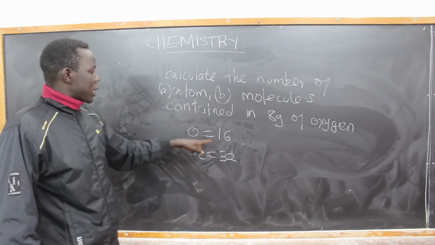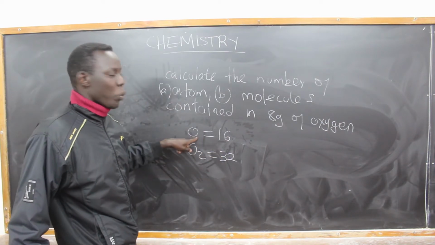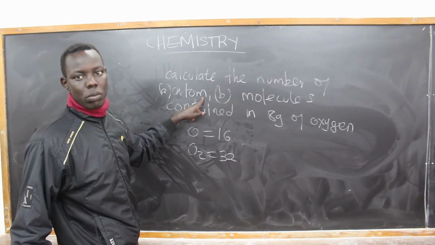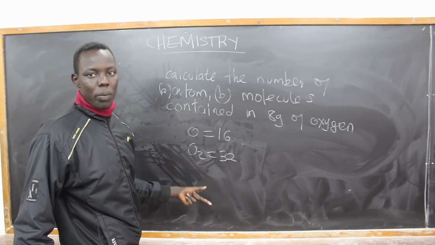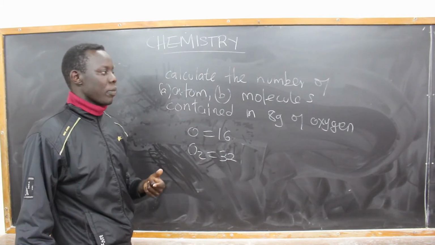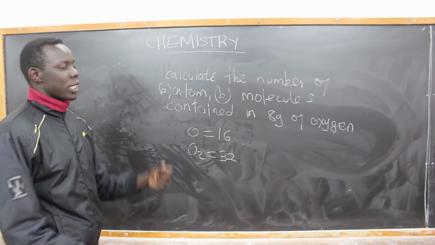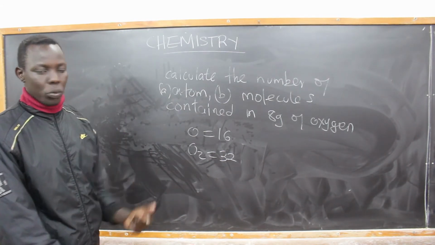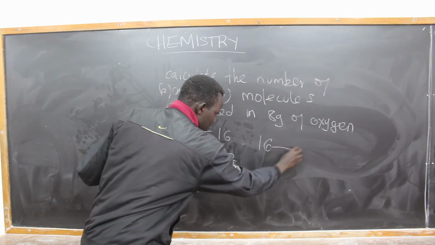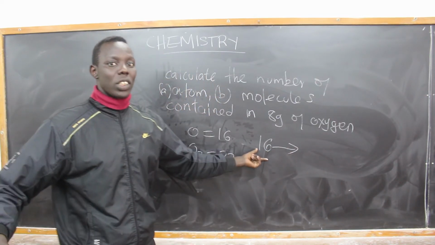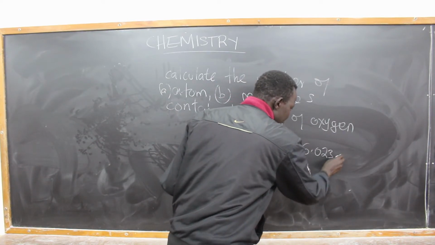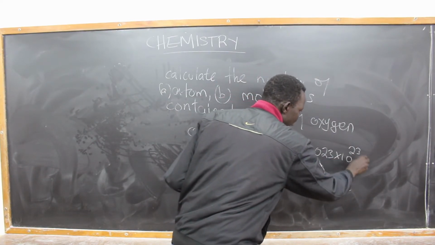Because now we have known that 16 is for atom, that's when we are calculating the number of atoms. 32 is for the molecule. That is when it will be used when calculating for the number of molecules. So if I want to calculate the number of atoms here, 1 atom of oxygen has 16 grams. That 16 grams is the one that is containing 6.023 times 10 power 23 atoms.